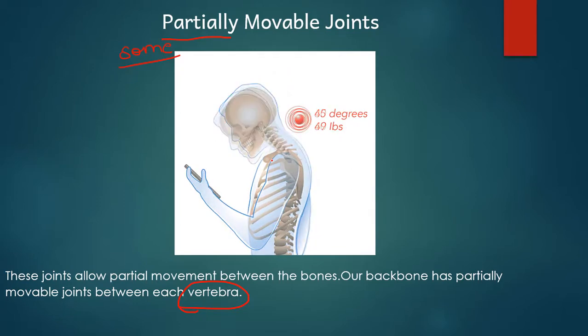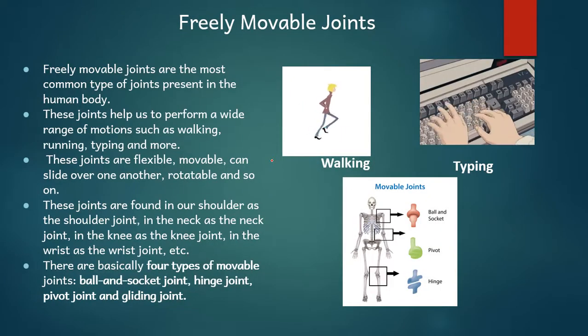And the joint which is more in number and very important for all types of movements in our body is said to be the freely movable joint. Immovable, partially movable, and the last type is freely movable joints. Freely movable joints are the most common type, present in the majority of places in our body. They help in performing a wide range of motions such as walking, running, typing, etc.